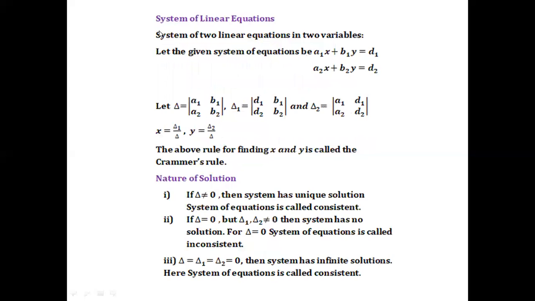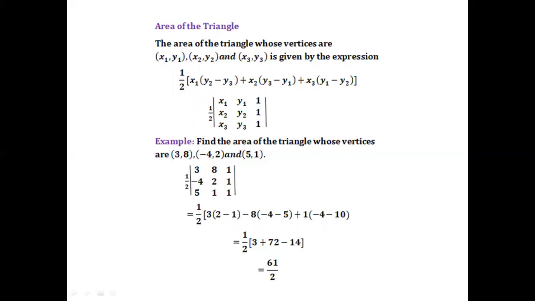Now, the application is the area of the triangle. The area of the triangle whose vertices are, if given in general, (x1, y1), (x2, y2) and (x3, y3), is given by the expression 1/2 [x1(y2 - y3) + x2(y3 - y1) + x3(y1 - y2)].